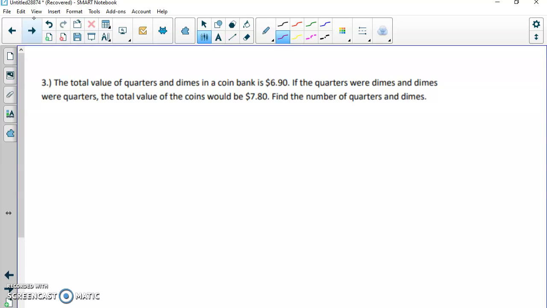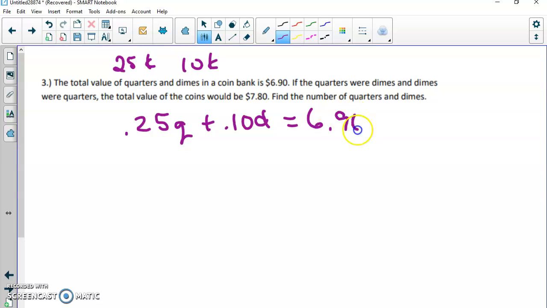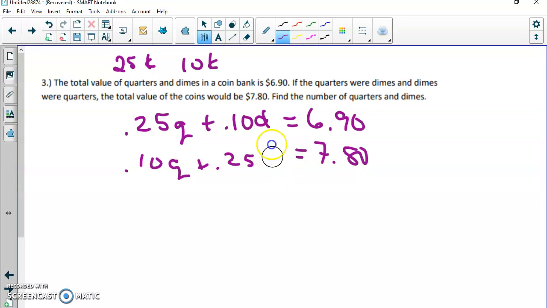Last example here. The total values of quarters and dimes is $6.90. So quarters is 25 cents, dimes is 10 cents. So 0.25 times quarters plus 0.10D equals 6.90. If the quarters were dimes and the dimes were quarters, what they mean by that is if the values switched, if you plugged in the wrong numbers, they would be $7.80. So what they mean by that is put 0.10 with the Q and 0.25 with the D. That way, quarters and dimes switch.